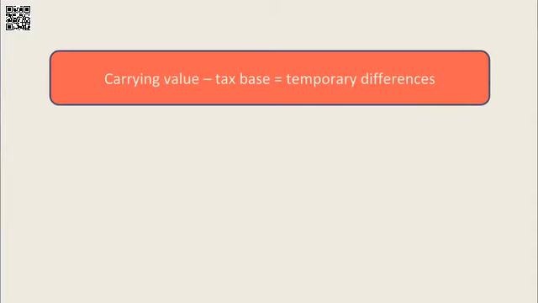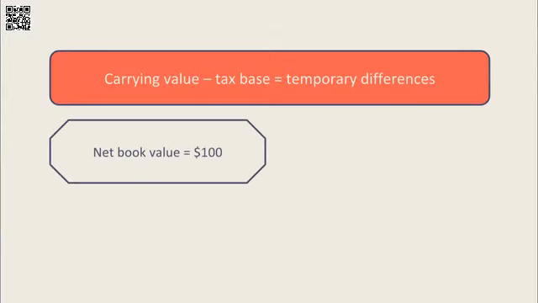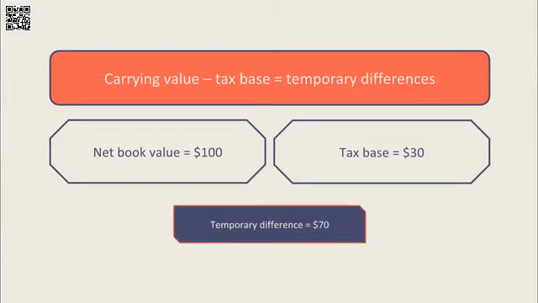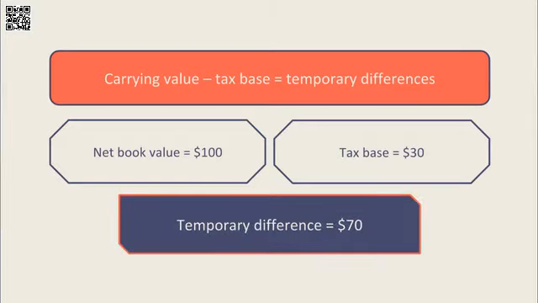You will often hear the phrase, the accounting carrying value less the tax base equals the temporary difference. As an example, for property, plant and equipment, the accounting carrying value is the net book value, and the tax base is the amount of future capital allowances available on the asset, or, as it's otherwise known, the tax written down value. If the asset had a net book value of 100 and a tax base of 30, the temporary difference would be 70. The asset would generate 100 of cash, the taxman would let us off the first 30, and we would have to pay tax on the remaining amount of 70.